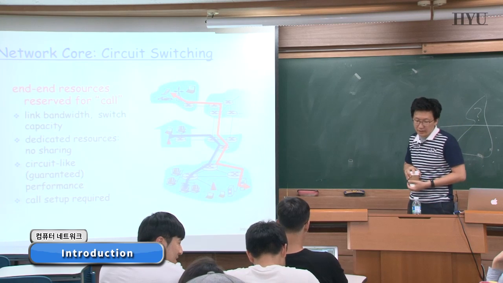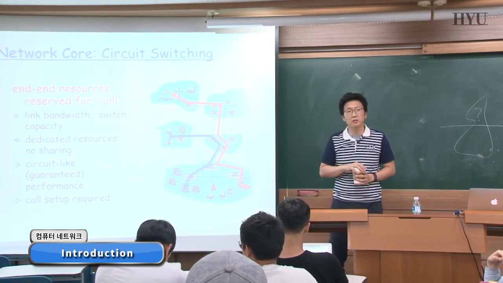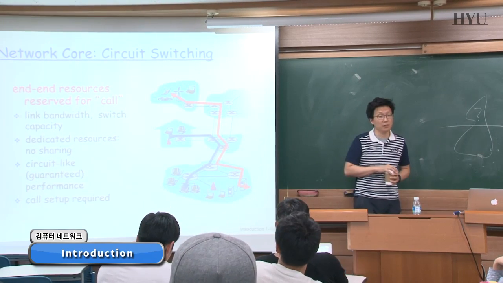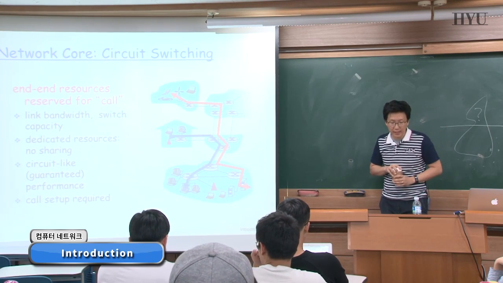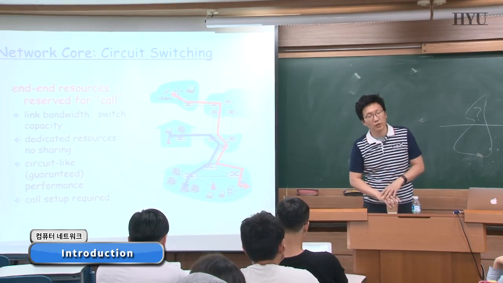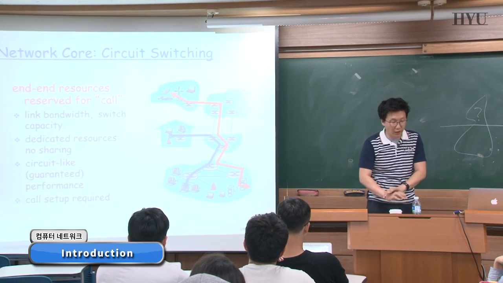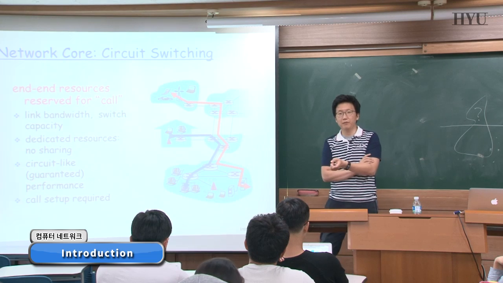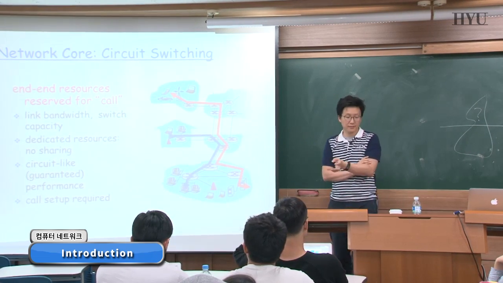The next slide explains end-to-end resources reserved for the call. Before we start communicating, the path is reserved. It's not going to be changed. It's mine. Link bandwidth, switching capacity, dedicated resources, no sharing. I'm not sharing that link with any other end host. That's mine. Circuit-like is also called guaranteed. The best-effort internet uses packet switching, best effort. Circuit, guaranteed.